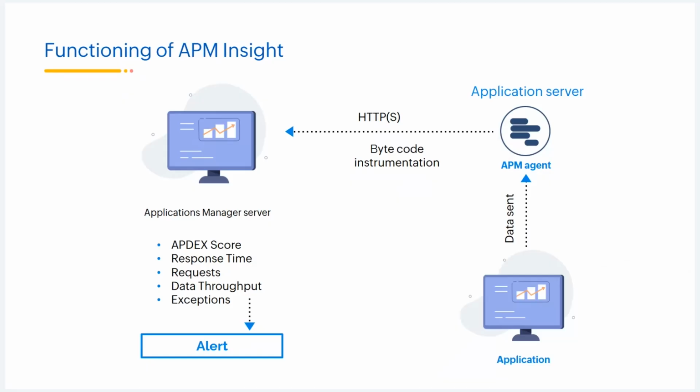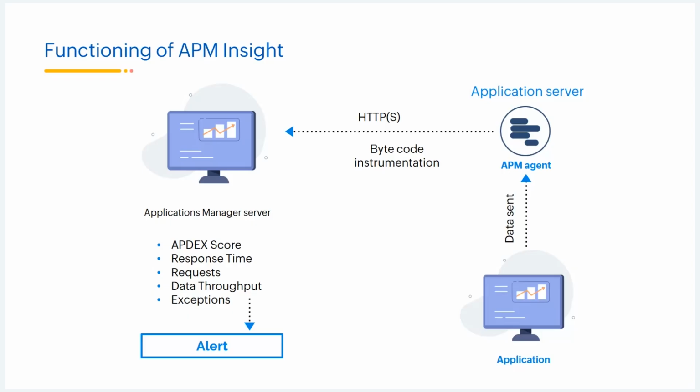So as we talked about the features, this is one of the things where the application performance monitoring insight is a tool that uses agents for monitoring the application. So this is agent based monitoring, and the initial step will involve deploying an agent onto the servers where the applications are running. These agents are responsible for gathering the performance data and transmitting it to the applications manager for analysis.